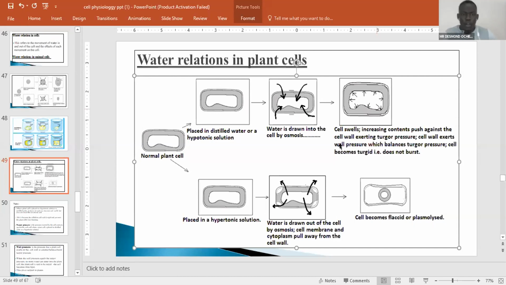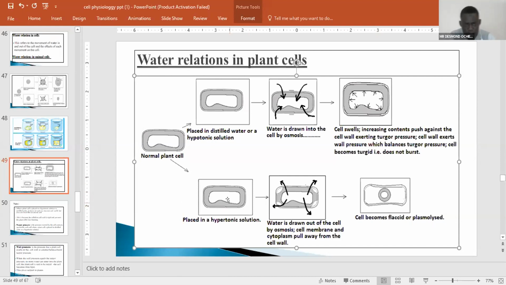Now let us look at what happens when a normal plant cell is placed in a hypotonic solution. That is represented in the set of diagrams that you see here. I believe you can see where I'm running my cursor. If you can see this point, this is what is explained there. So we are talking about a plant cell that is placed in a hypotonic solution. Now we'll try and move very fast.